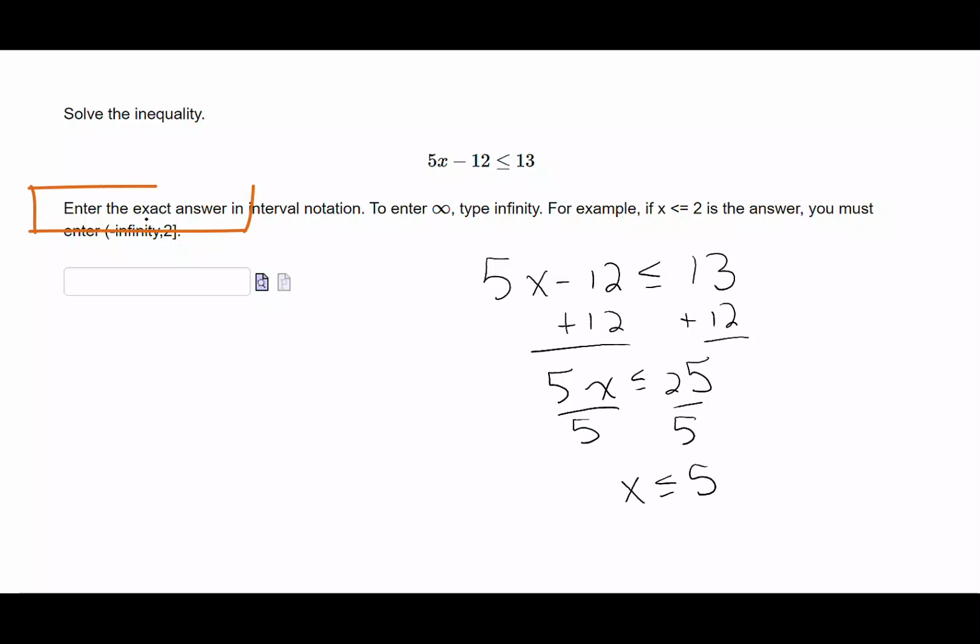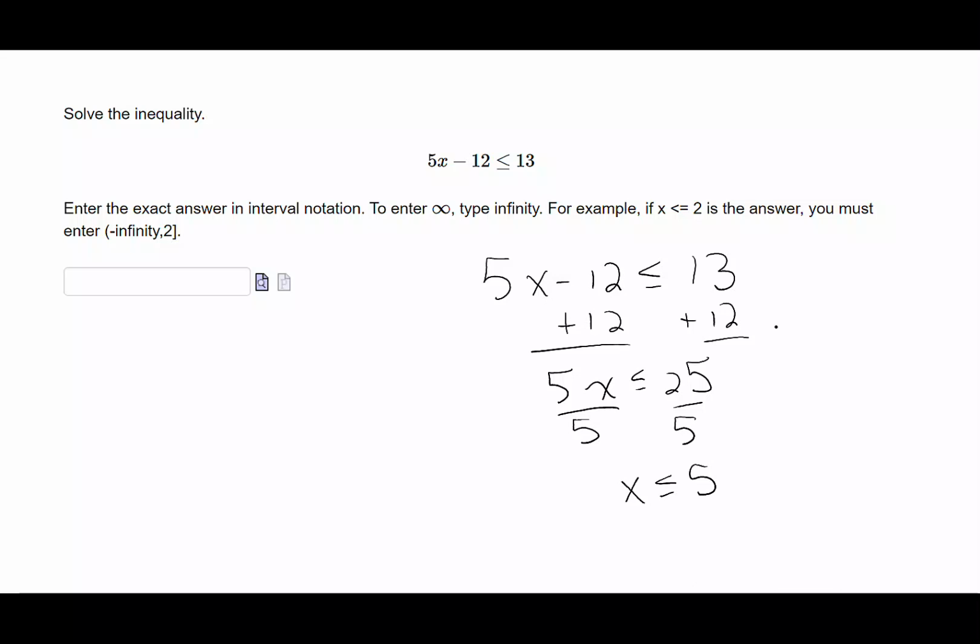Where it says exact answer, that means if you get a fraction, put in a fraction. What you don't want to do is turn the fraction into a decimal. If it has repeating decimals, say like 1/3 would be 0.333, you would want to keep the fraction. So anytime you see that word exact means keep the fraction, don't approximate anything. So we have this x less than or equal to 5 as our answer.